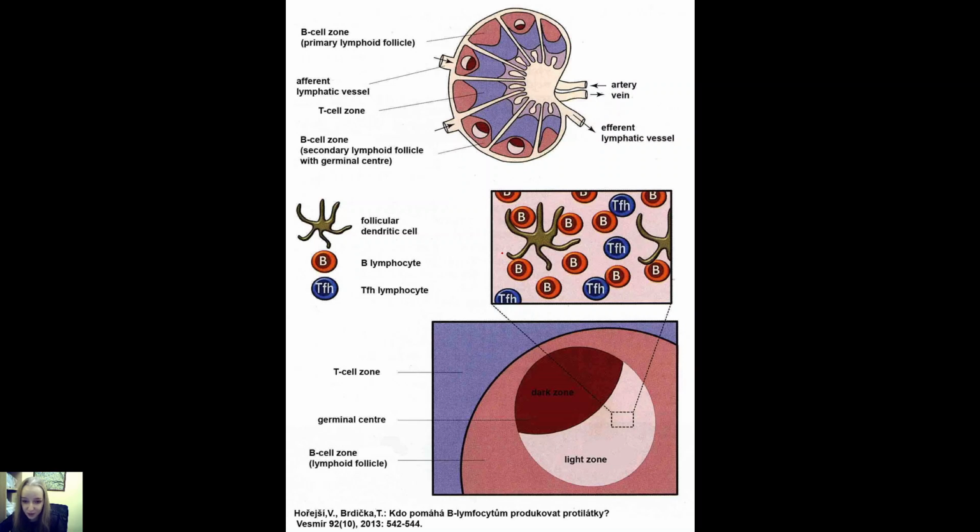Once again, it's written here. Remember these follicular dendritic cells, which are antigen presenting cells over here. And also we can find T helper lymphocytes over here, helping with the interactions and stimulation.